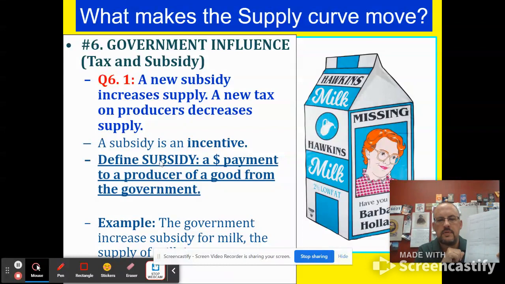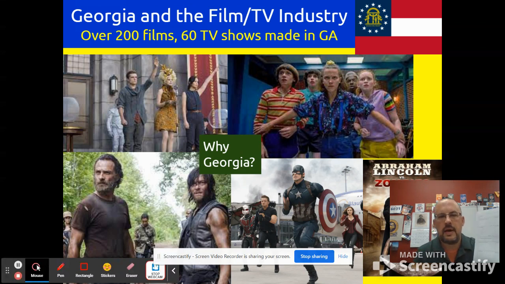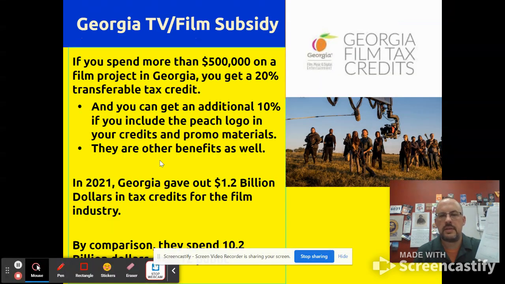We already did the definition of subsidy, and then I have an example at the bottom. Here I have an example of how Georgia subsidizes the film industry and TV shows. All these shows and many more, over 200 films and 60 TV shows, have been made in Georgia in the last 5-10 years, and it's due to the subsidy that they get. Georgia gives the best subsidy of any state, and as a result, they have had a significant increase in film and TV projects that are made there.